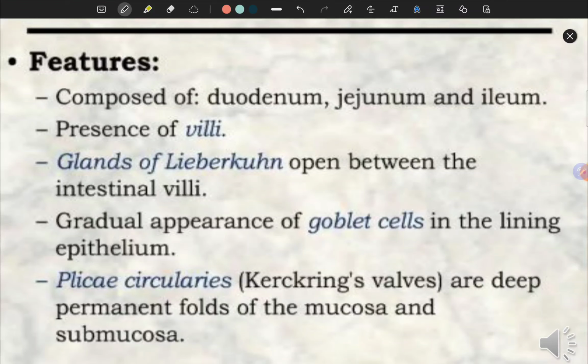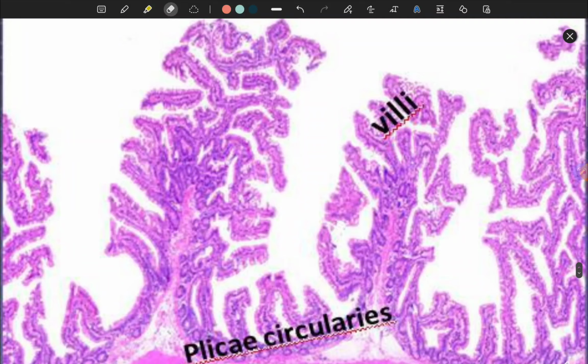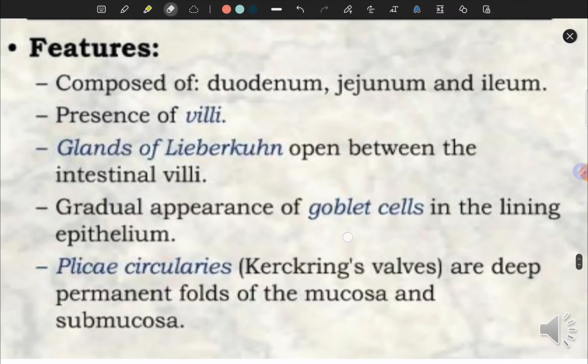These features indicate the histological features. One characteristic feature also of the small intestine is a large number of goblet cells, which are found in the lining epithelium, just like in the respiratory tract. Another feature is plica circularis, or Kerckring's valves. They are permanent folds found in the mucosa or submucosa of the intestine.